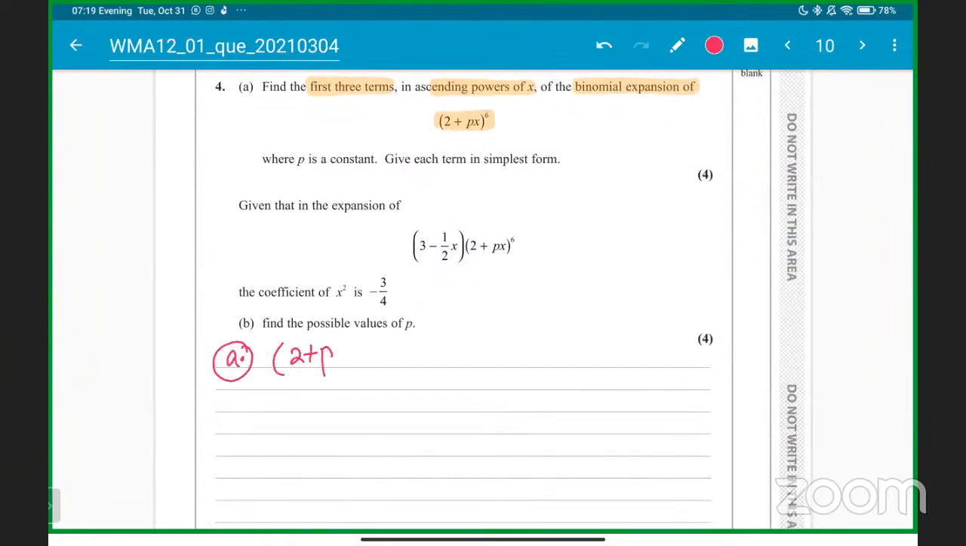Make sure you spend enough time on this expansion, but don't take too long, okay? And try to get it correct the first time. Any mistake in part A will affect your part B as well, okay? Understood? Clear?